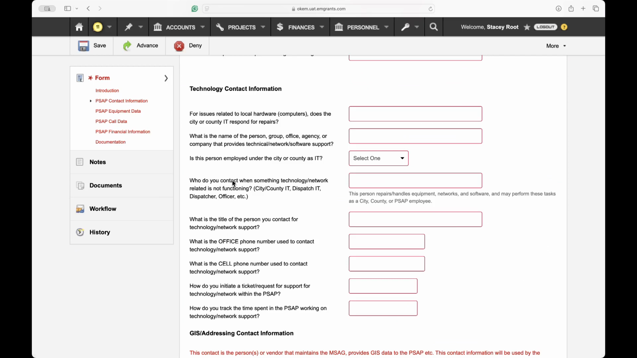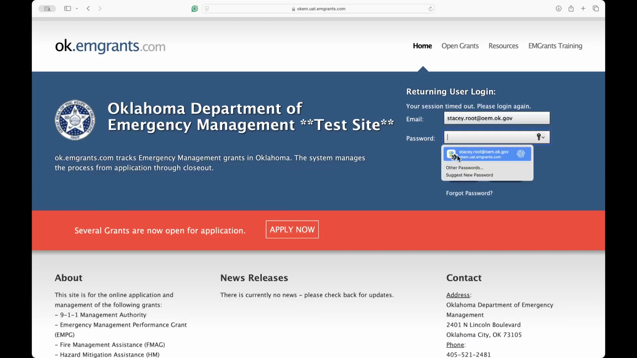So this could be an individual company. It could be the county IT person, something like that. Well, right below that, where her cursor is now, who do you contact when something technology or network related is not functioning? Could be the same person, could be somebody different. Now, why are we asking all these questions?